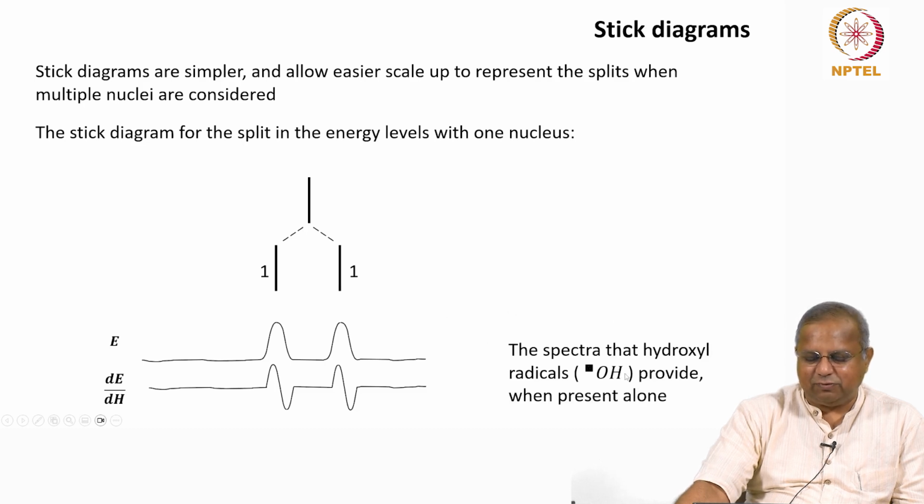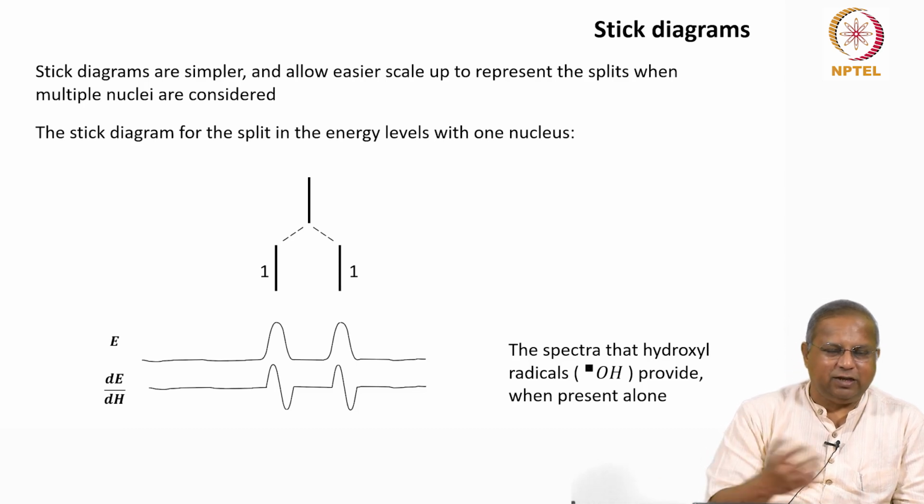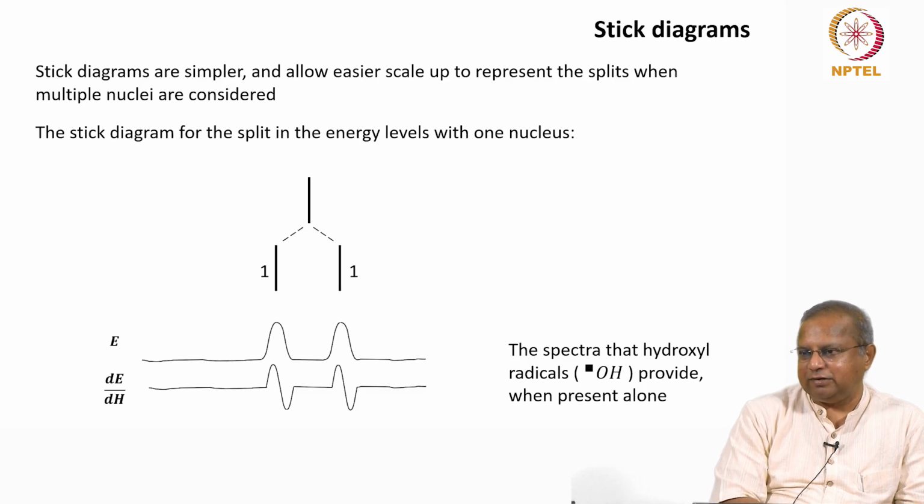In fact, this happens to be the hydroxyl radical spectrum when only that is present. Okay, so it has two splits. We typically represent these as splits. And all EPR spectrometers are directly programmed to give you the dE/dH spectrum, because that happens to be more useful for interpretation, especially for recognizing the radicals. The derivative spectrum is directly used.